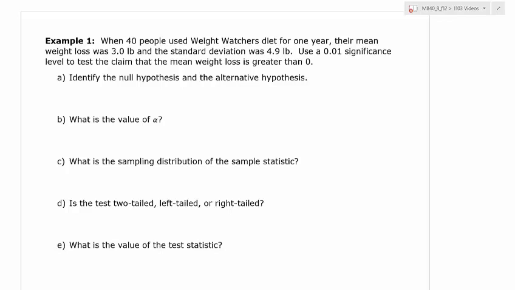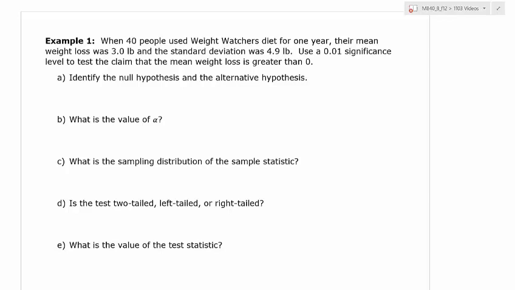In our first example, when 40 people used Weight Watchers diet for 1 year, their mean weight loss was 3 pounds and the standard deviation was 4.9 pounds. Use a 0.01 significance level to test the claim that the mean weight loss is greater than 0.